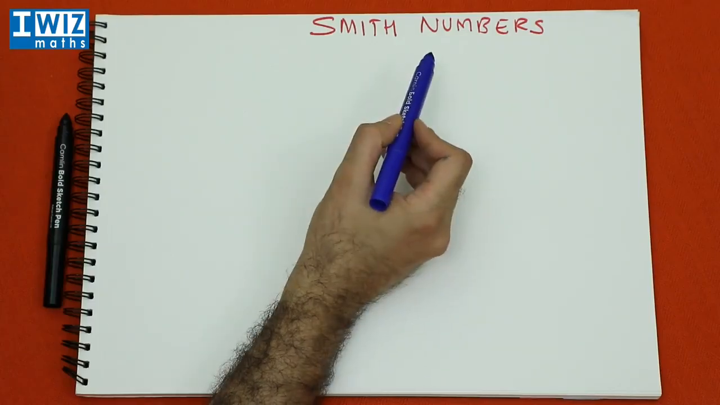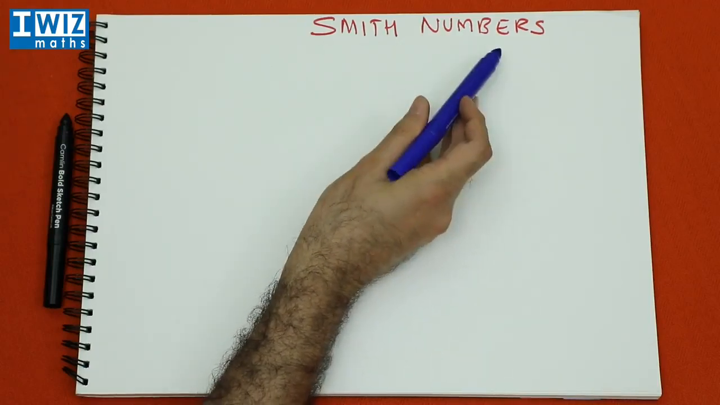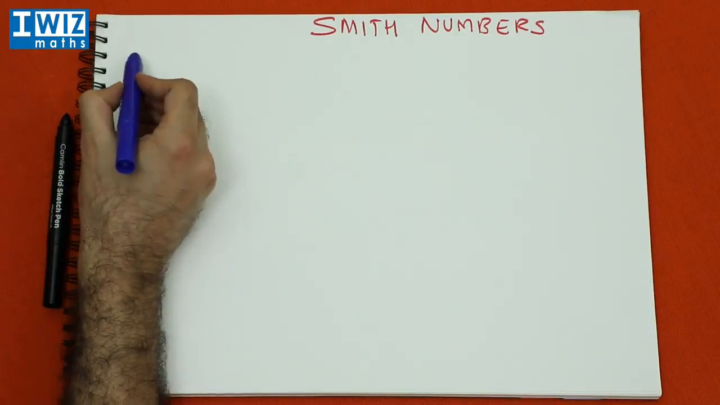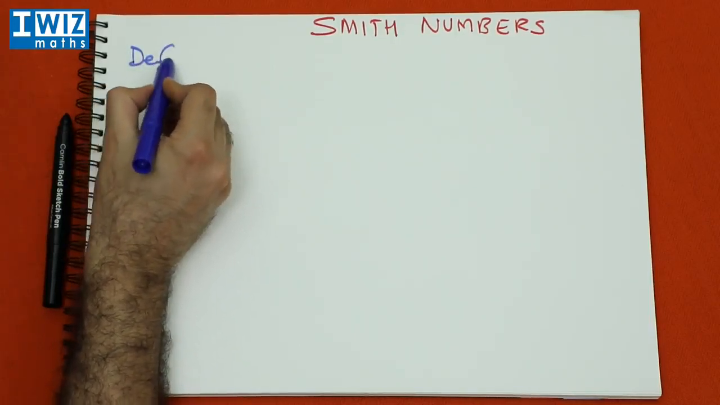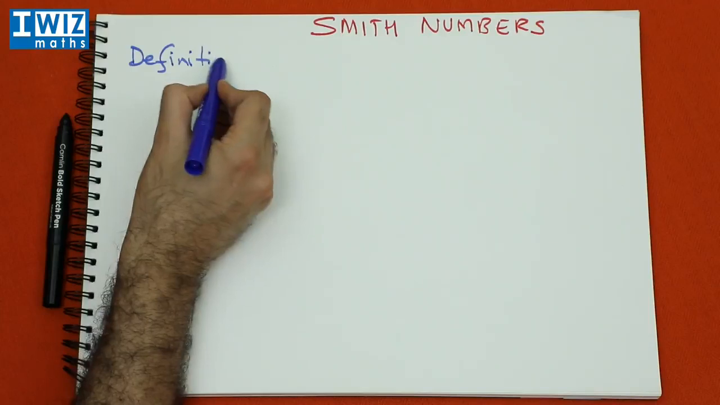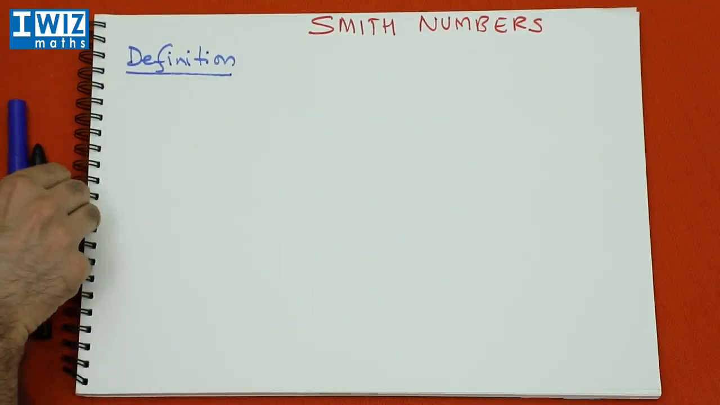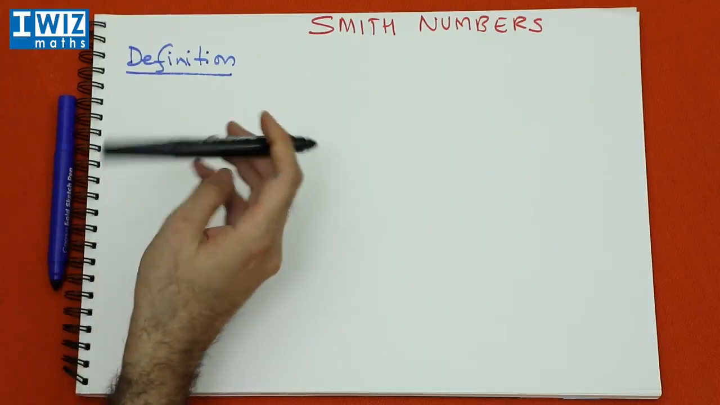There are a bunch of interesting numbers known as Smith numbers. Let's start with the definition of Smith numbers. So the first thing to do is probably to start with the definition. The definition of Smith numbers is as follows.